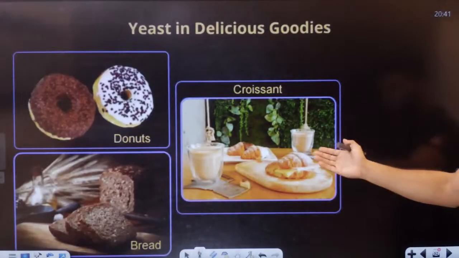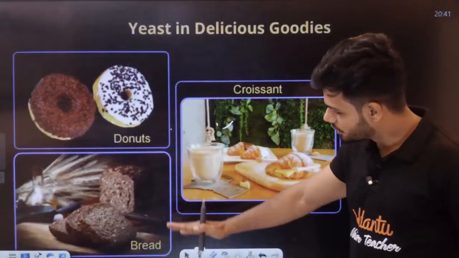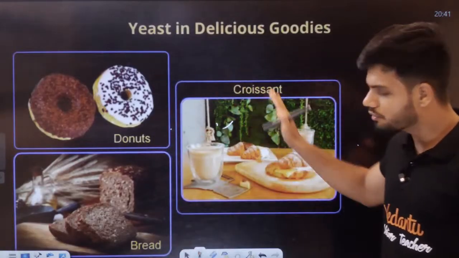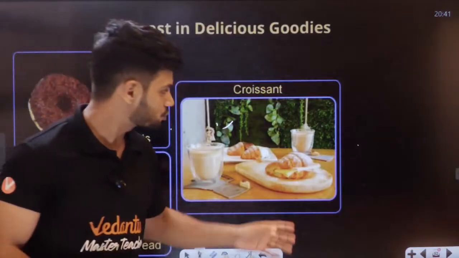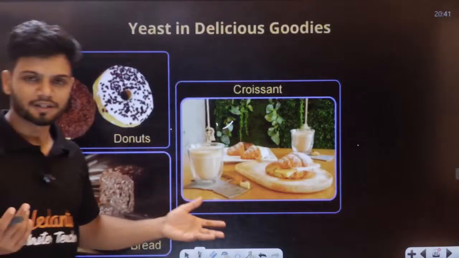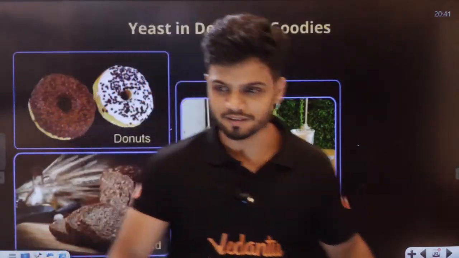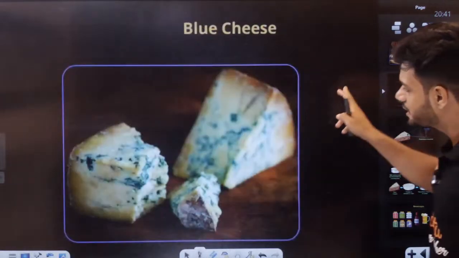To make donuts, to make bread, all of this has the same process only. To make this croissant, to make bread and donut, we use the same technology, friends. Now, next thing is blue cheese.